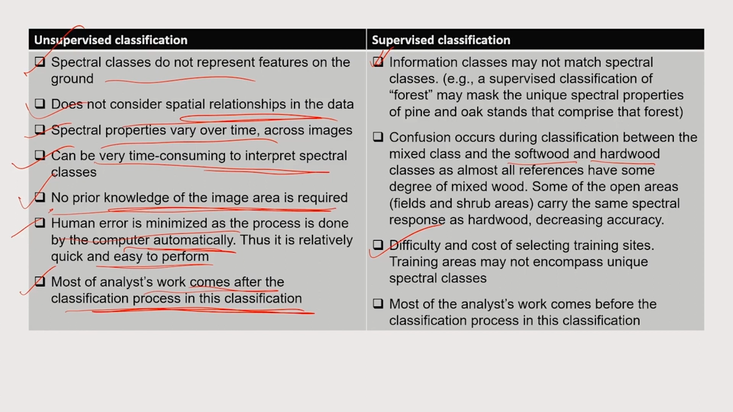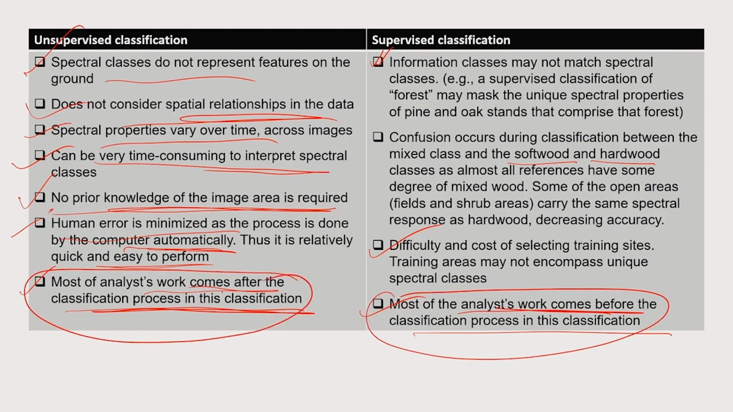Training areas may not encompass the unique spectral classes, and most of the analyst work comes before the classification process in supervised classification. So this is one of the significant differences between unsupervised and supervised classification. In unsupervised classification, most of the analyst work comes after the classification process. In case of supervised, it comes before the classification process. So this thing we need to remember.